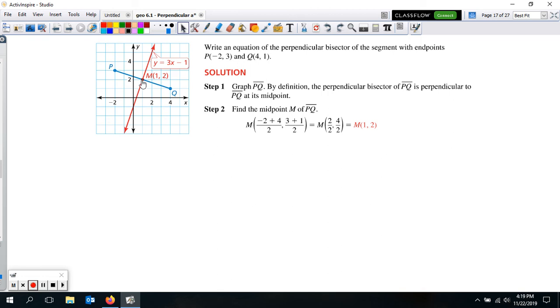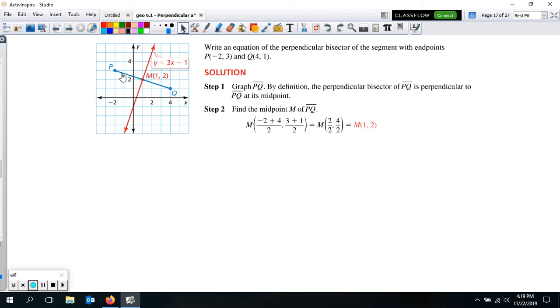So the first thing to do is to locate the midpoint here. So we have our midpoint is M, and we figure that out using the midpoint formula with the points P and Q. And that's what they're doing there to get 1, 2. So now we know that's what our midpoint is. And then we can write an equation from that.